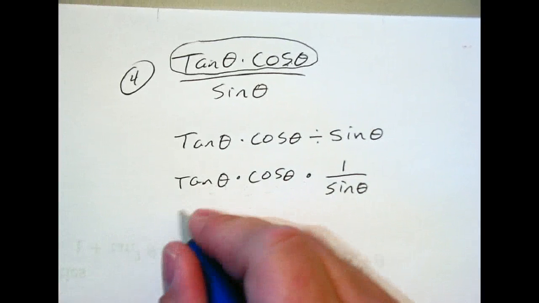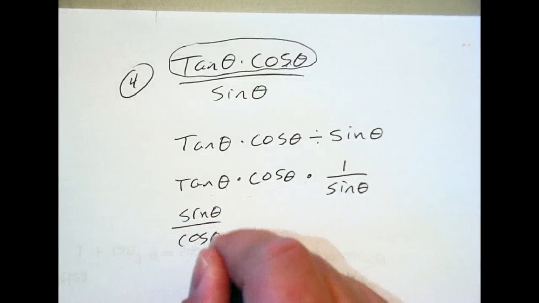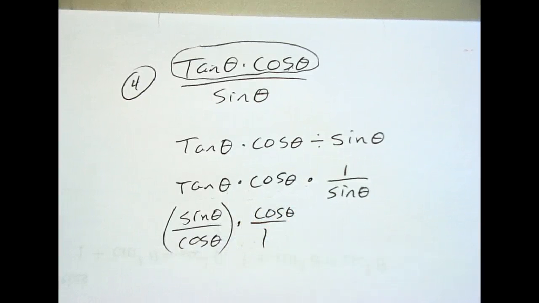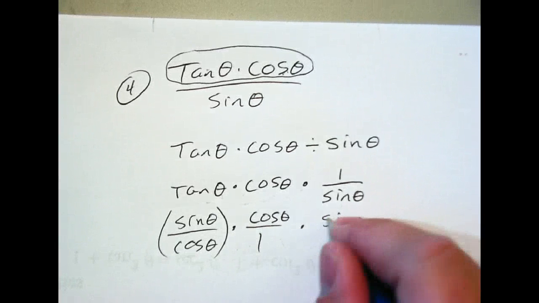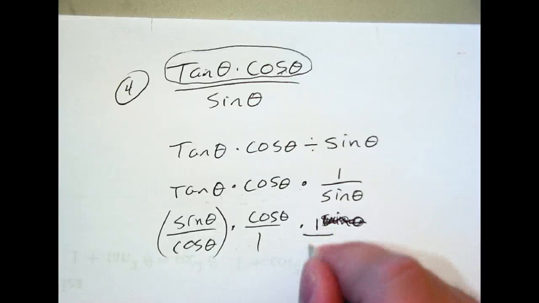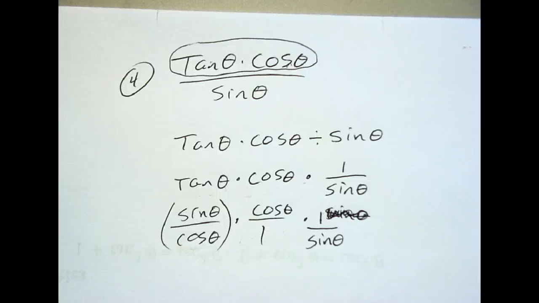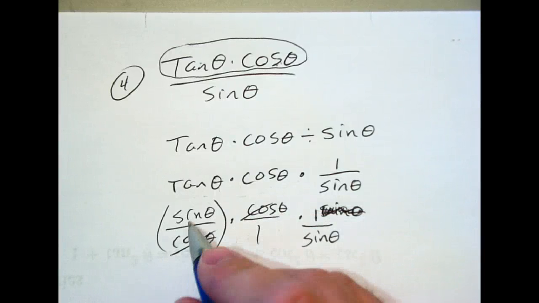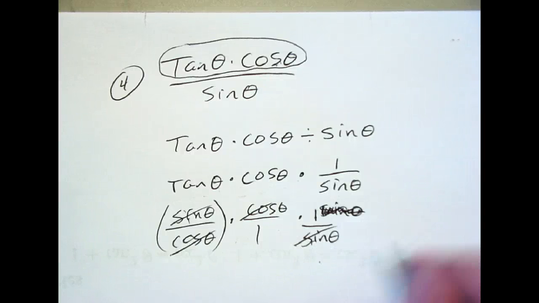So I think of tan as sine over cosine, times cos, remember that's over 1, and then times 1 over sine. Oops, excuse me, not times sine, times 1 over sine. Now you can cross cancel. Can I cancel those? Yeah, any top with any bottom. What's all that equal? Equals 1.